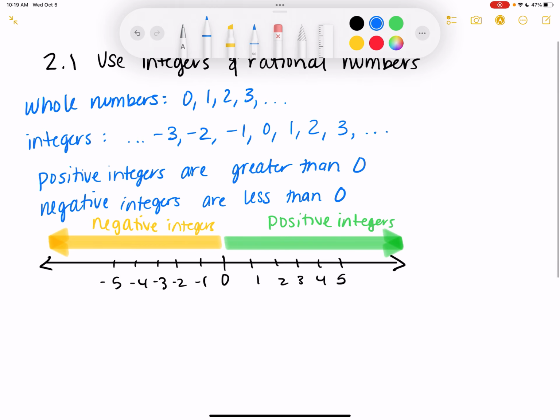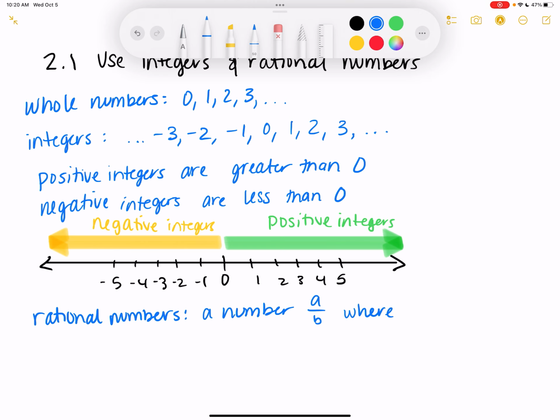So then, next thing we have are rational numbers, which is a number something like a over b, where a and b are integers. The only restriction is that b cannot be equal to 0.